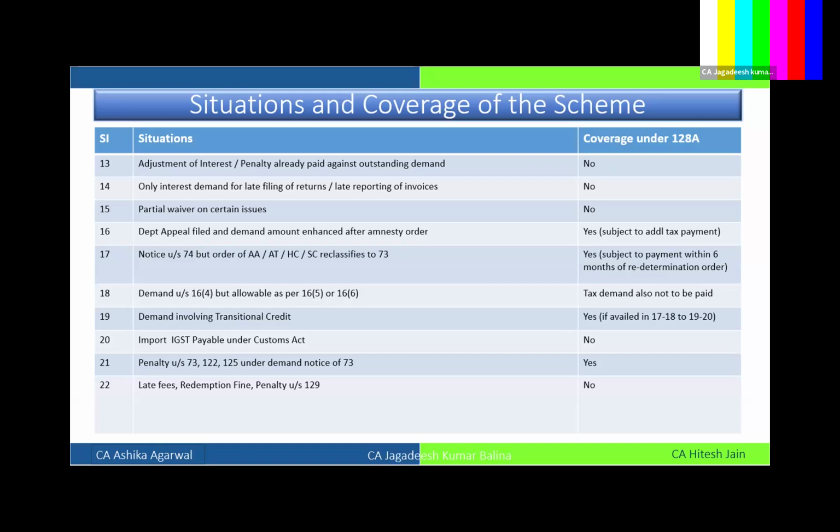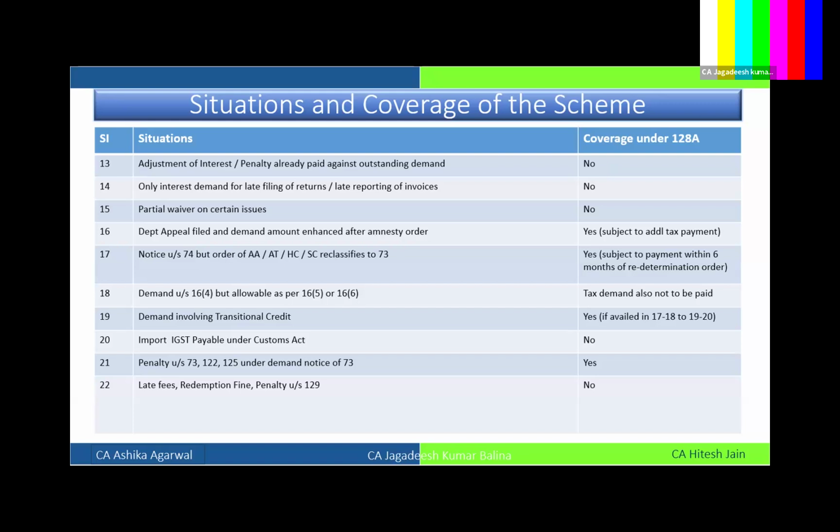Demand under section 16(4), but allowable as per section 16(5) or 16(6). So this we have already covered. If your demand notice covers one of these issues, then you need not pay tax on this, because section 16(5) and section 16(6) are inserted with retrospective effect. At that time you were not allowed to take the ITC, but now it is allowable. So you need not pay the tax at all. That's the reason. If out of 5 issues, section 16(4) is 1 issue, then you need to pay the tax on only the other 4 issues, excluding this section 16(4) issue.